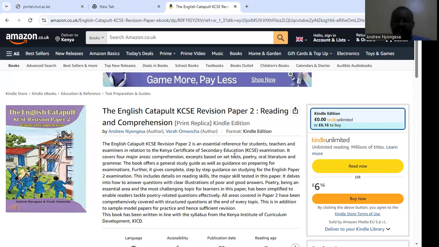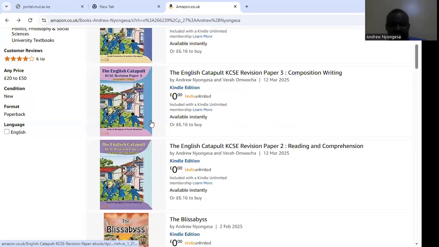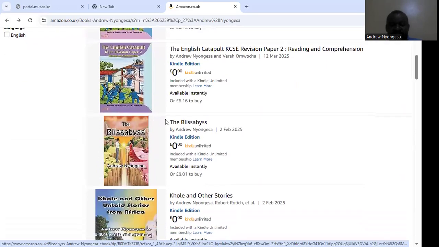And this book has a lot, and I've analyzed great poets like Robert Frost from the United States, and also our own Chris Okemwa. He wrote a book called The Gong, which won a prize. And I've analyzed some of his poems in English Catapult Paper 2.